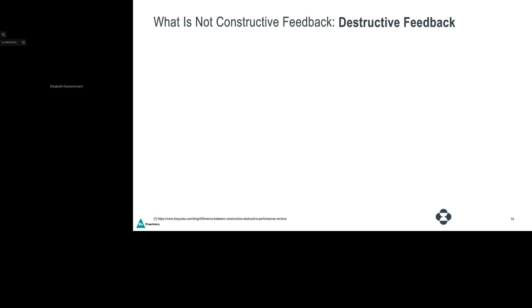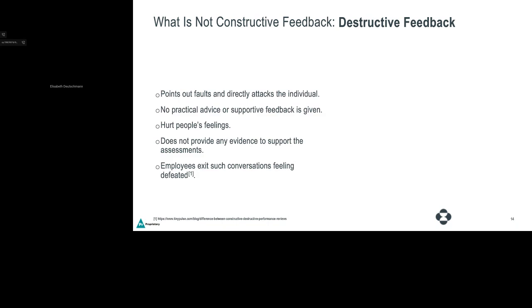Destructive feedback is not constructive feedback. Instead of telling employees what is great about their work and where they went wrong, destructive feedback points out faults and directly attacks the individual. Destructive feedback is not giving practical advice or supportive feedback. It could hurt people's feelings. It doesn't provide any evidence to support the assessments. Employees exit such conversations feeling defeated without necessarily even knowing what they have done wrong or how they could do better next time, simply because that information isn't shared.